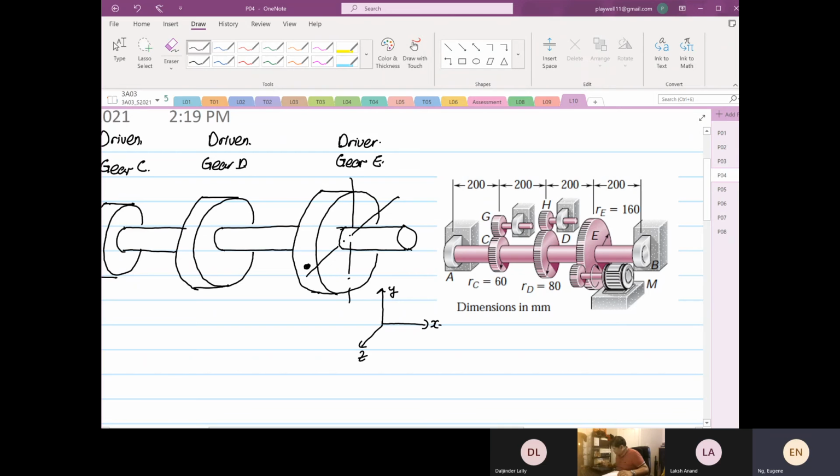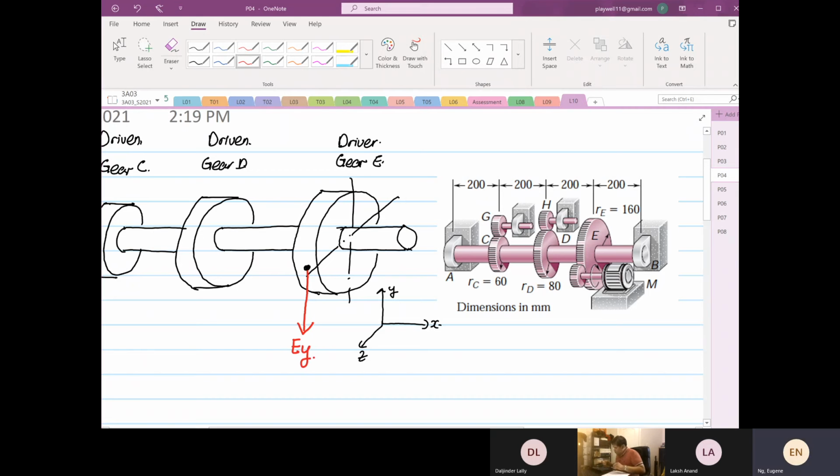Here, right? And it's inducing a force downwards. Okay, so this is the force. I'll call this force in the y direction, so EY. I'm going to call this EY because it belongs to gear E.